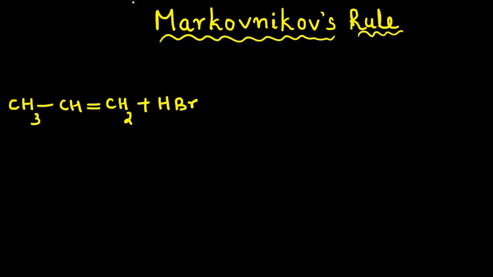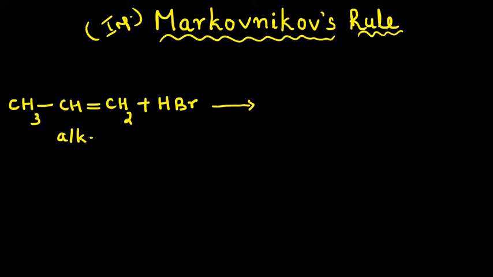Hello students, today we are going to discuss a very important rule known as Markovnikov's rule. By taking an example, let us understand what we mean by Markovnikov's rule. Here we have taken propene, to which we have added a hydrogen halide. What is the hydrogen halide that we are adding? It is HBr.